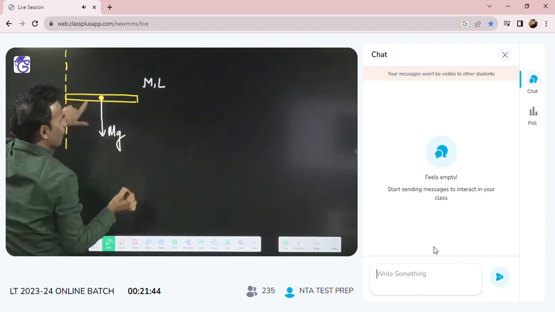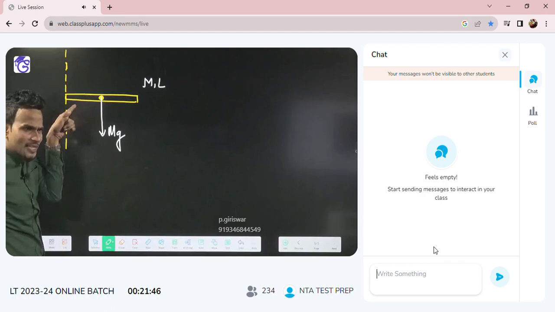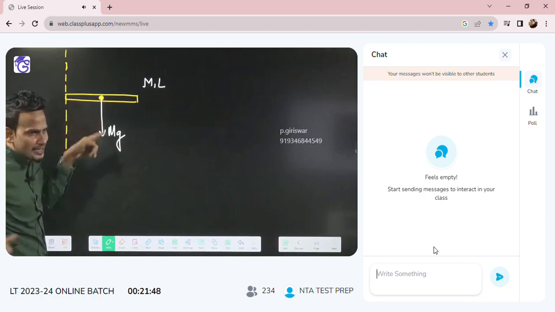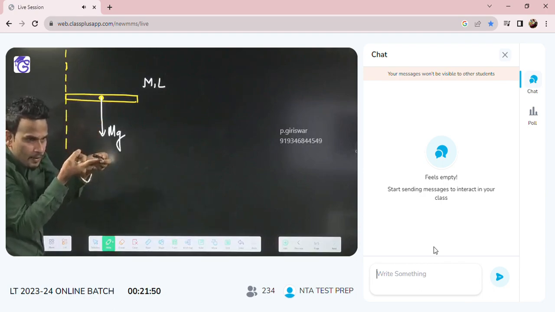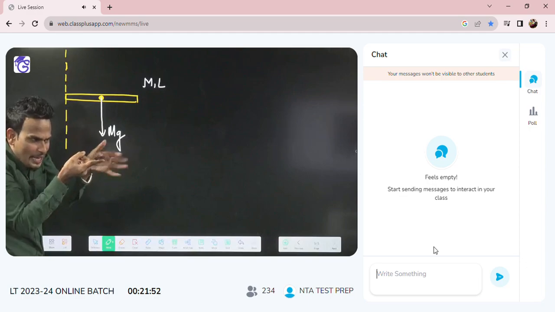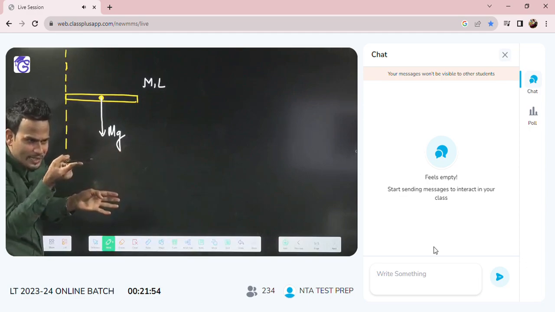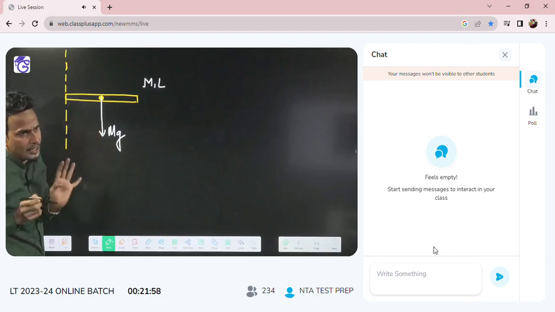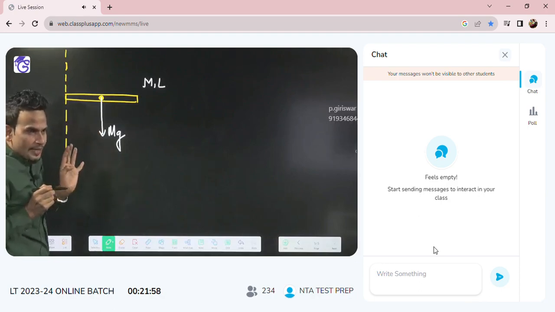I think everyone knows gravitational force always acts through center of mass. That's why you can balance a pen at the center. You can balance anybody at the center because we always consider gravity to be acting from center of mass. Yeah, so 3g by 12 will come.